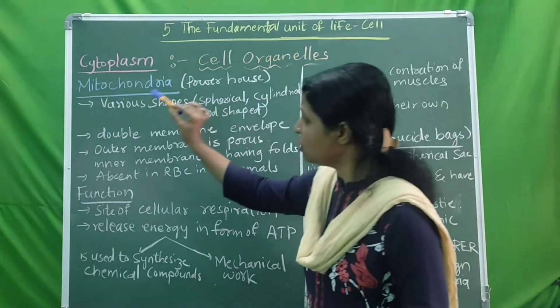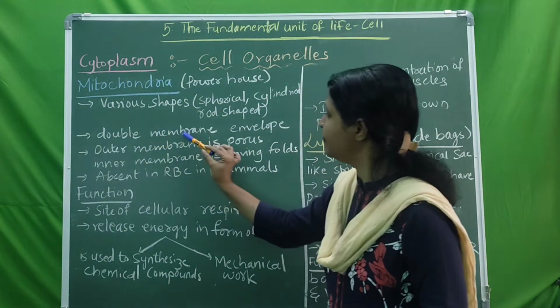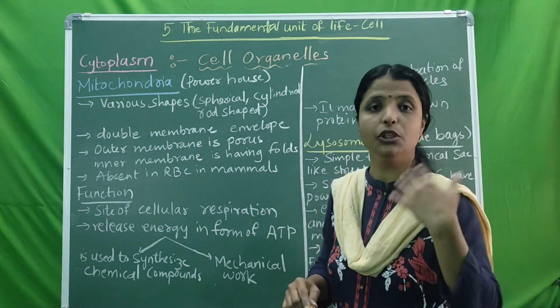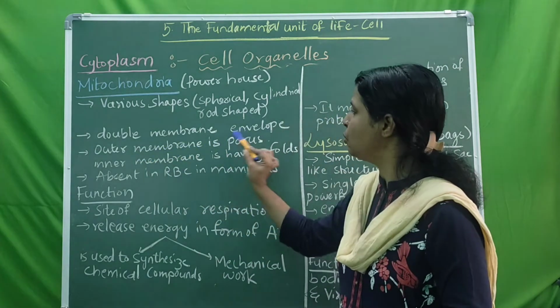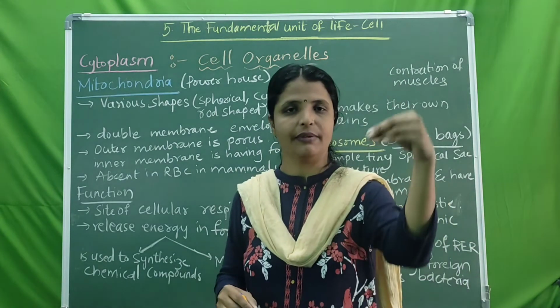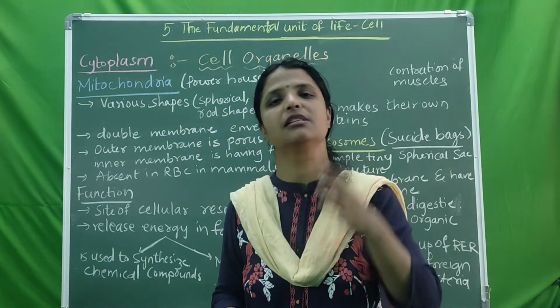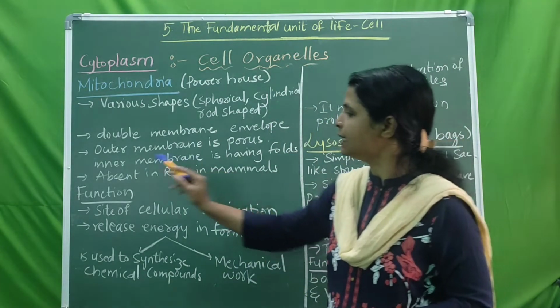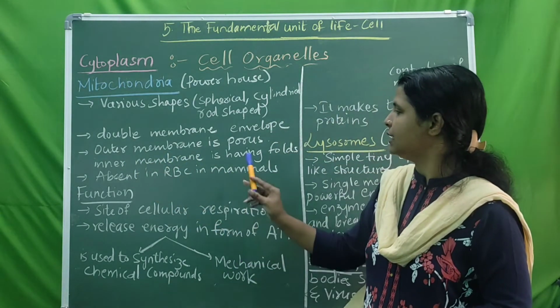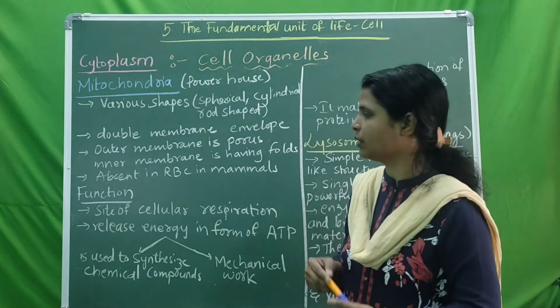Now the mitochondria has a double membrane envelope, meaning it has two membranes present. One is the outer membrane, that is porous. Porous in the sense it has minute hole-like structures which allow some material to move in and out of the membrane, okay, and it has an inner membrane that has folds inside it, okay.